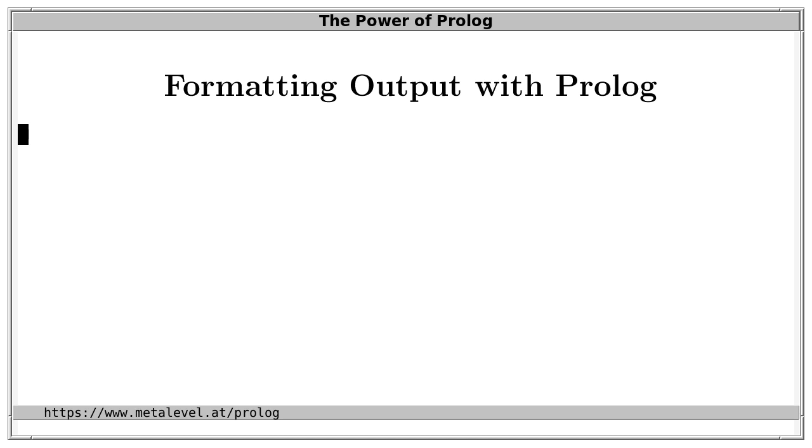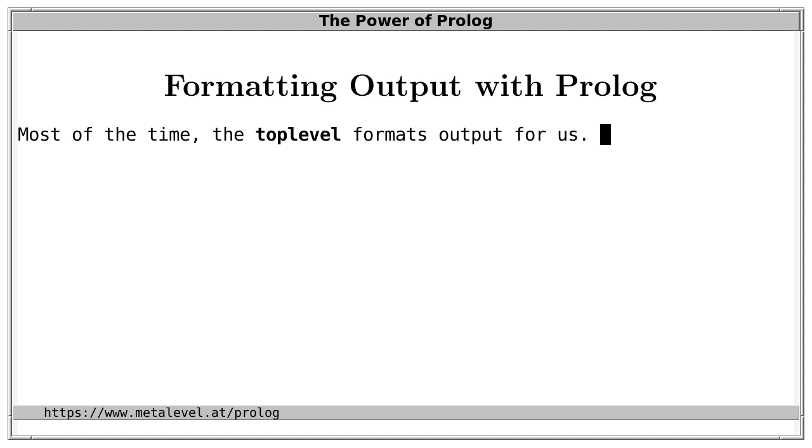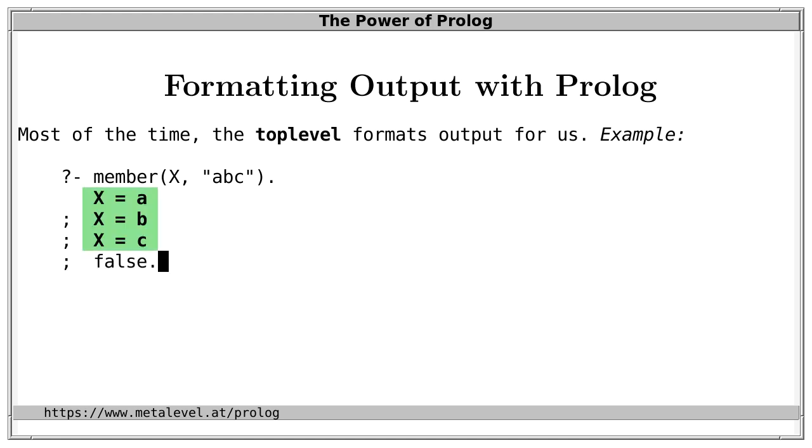How do we get nicely formatted output with Prolog? Well, most of the time we don't need to do anything special because the top level formats output nicely for us. For instance, if we ask which characters X are in the string ABC, then we get one solution after the other and nicely formatted. So we didn't have to do anything for this output, we only ask for solutions.